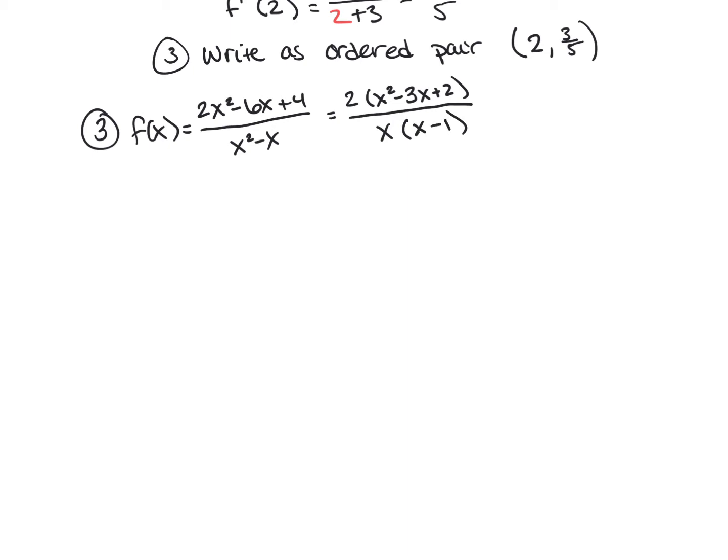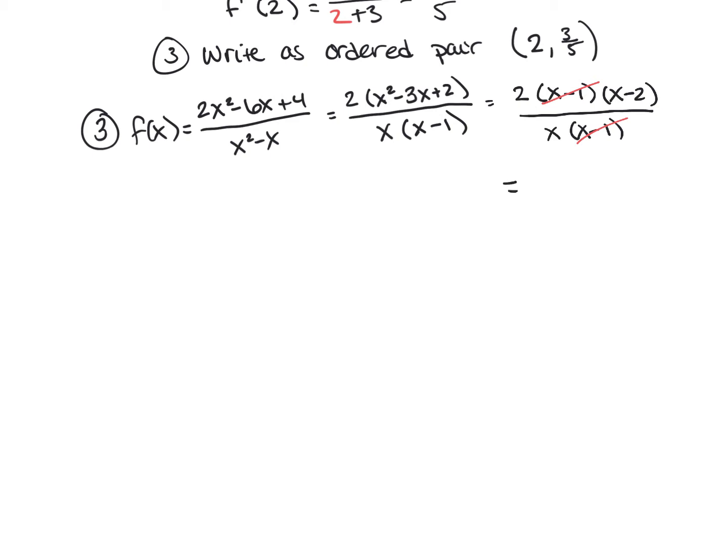Now, when I'm factoring my numerator, I need two numbers that multiply to 2 and add to -3. So this is going to end up being 2 times (x - 1)(x - 2) over x times (x - 1). So we've factored the problem as much as we can, and I see something in common here. I see an (x - 1) in both my numerator and my denominator, so I'm going to cancel those out.